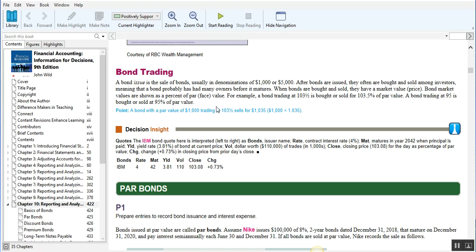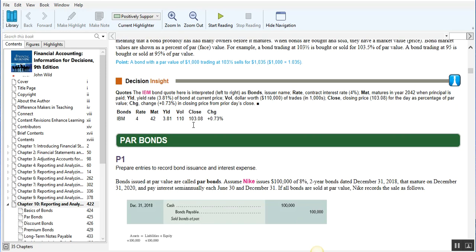If that bond's interest is lower than the market, it may be trading at a lower amount, which will be like here, 95%. So if you're buying a bond with a lower rate of interest, you don't pay the full par value to compensate for that. In this case, if it was 95%, you'd be paying $950.